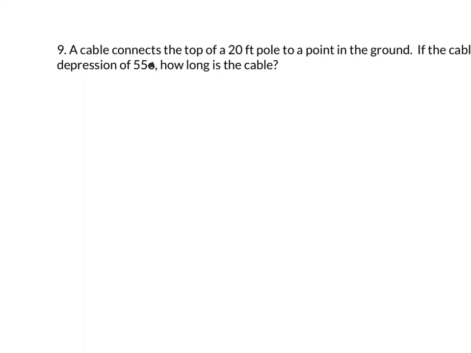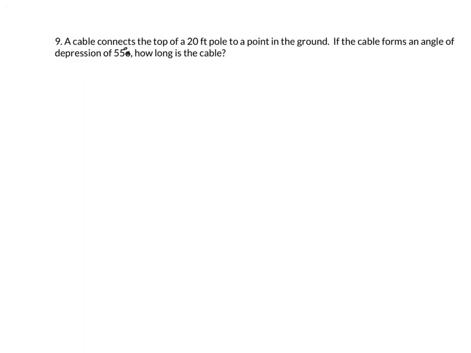Okay, so exercise 9 says a cable connects the top of a 20-foot pole to a point in the ground. If the cable forms an angle of depression of 50 degrees, should be instead of down here, it should be degrees. How long is the cable? So let's draw this information. So I have a pole right here, the ground, let's say it's a flagpole, and it's tied with a cable, right? I know that the pole is 20 feet, and it forms an angle of depression, right?